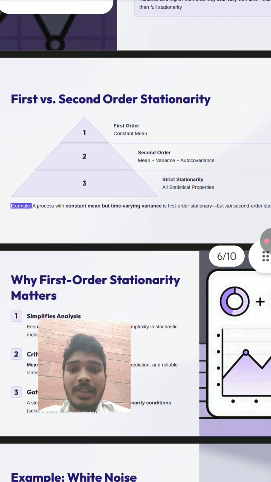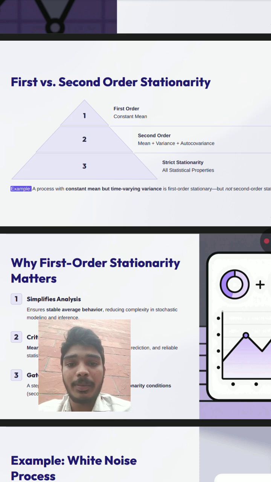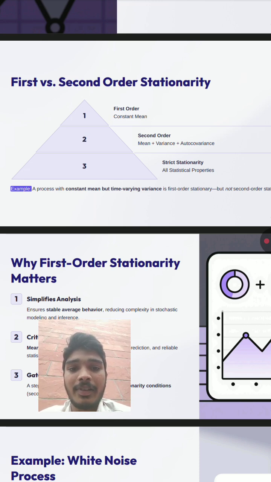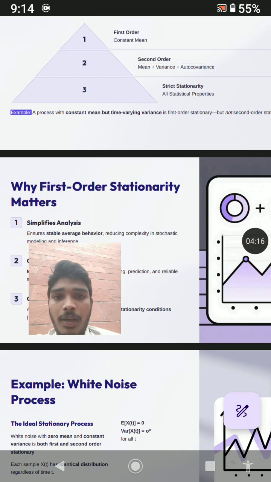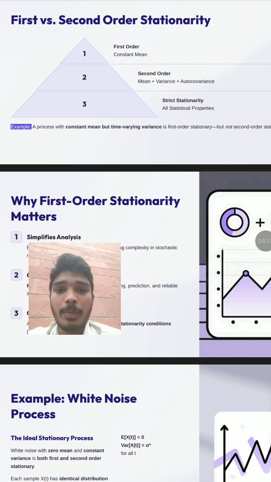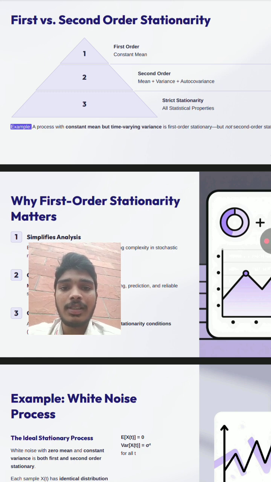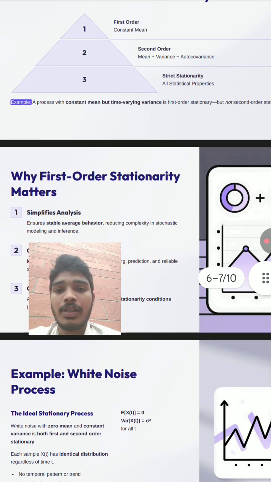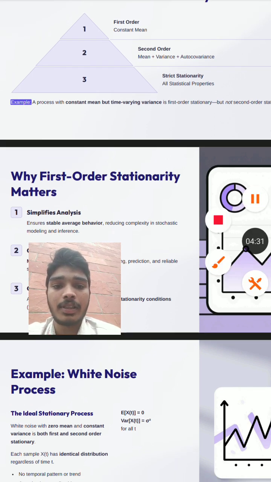Okay, first order stationary versus second order stationary. First order stationary: constant mean. Second order stationary: mean plus variance plus autocovariance. Third order stationary: all statistical properties. A process with constant mean but time varying variance is first order stationary.